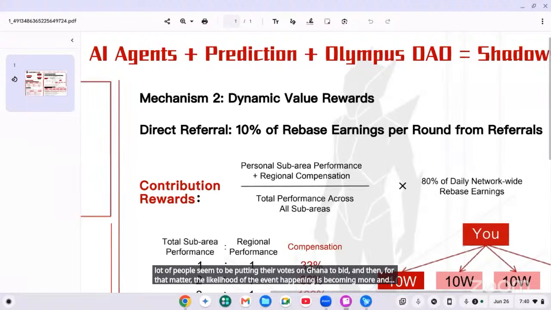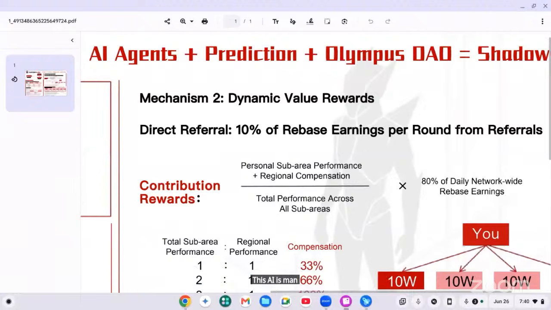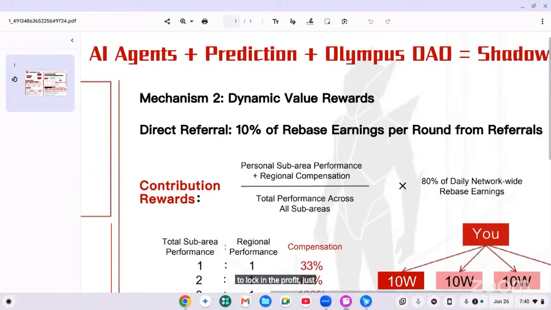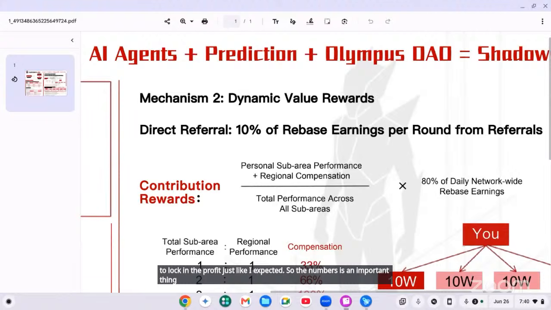This AI manages to use our numbers to influence the market in a certain way, to drive value towards our vote, and then at the end of the day, close the position in time, even before the main event or result happens, to lock in the profit just like expected. So the numbers are an important thing in this market. And if you decide to do that, hooray!